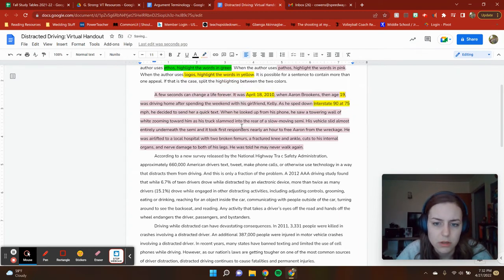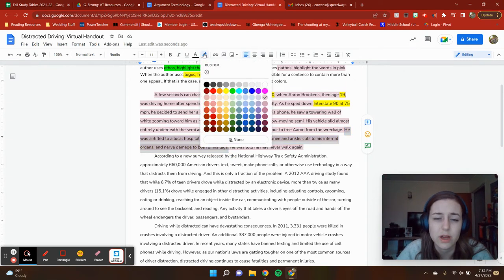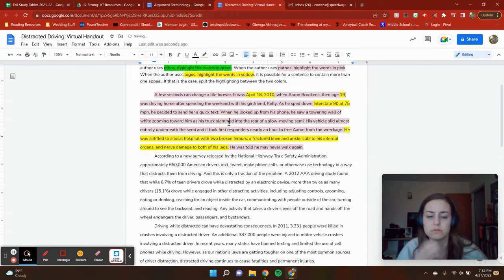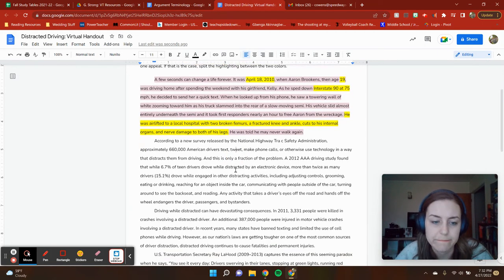Yellow. He was airlifted with 2 broken femurs, internal organs, nerve damage to both of his legs. Okay, so a lot of different logos appeals, facts, showing us what could happen. These are factual things that have happened to someone else when they were distracted driving. All right, let's look at this next paragraph.